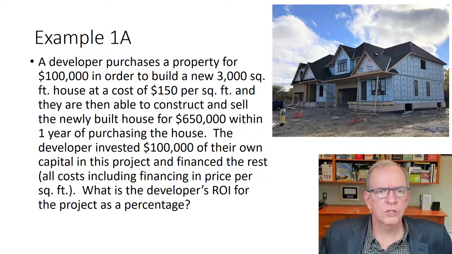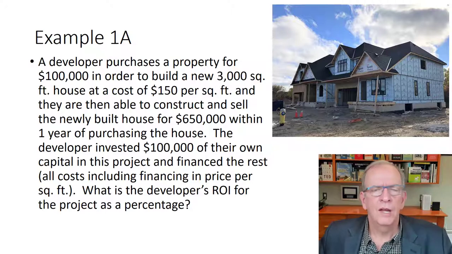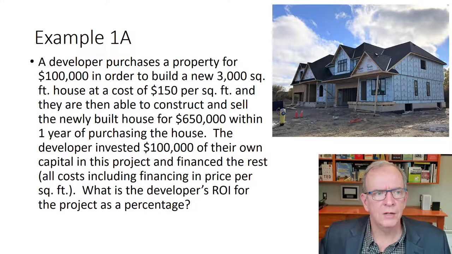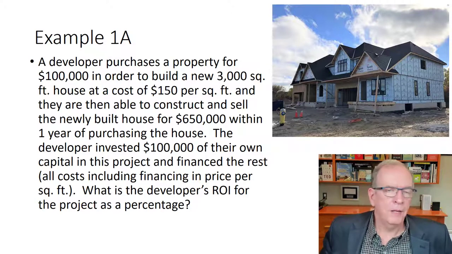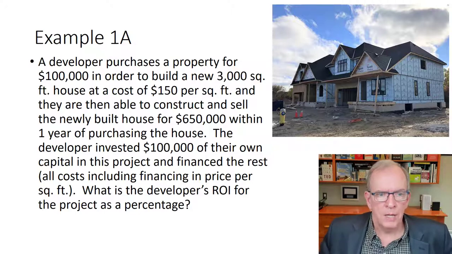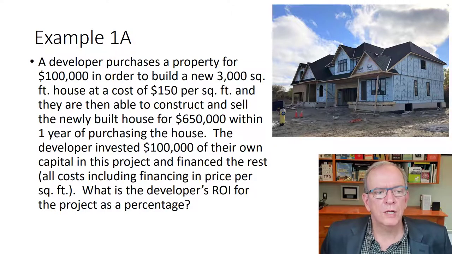So we have a developer who purchases a property for $100,000. Now, I'm using a very low number in this. In my spreadsheet later, I'll use higher numbers. Let's assume you're maybe in central Canada or the Midwest, and it's in a rural location, so the land is fairly low in value. If you're in a big city, you could add zeros to that. It might be $1 million to purchase the land. And you're building a house of 3,000 square feet, and your house costs are $150 per square foot. Depending if you're in an urban market, they might be double that. And they are then able to construct and sell the newly built house for $650,000.